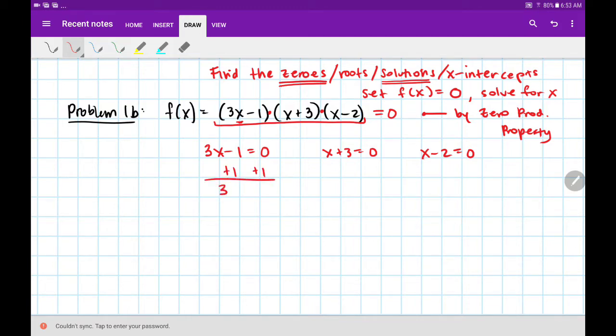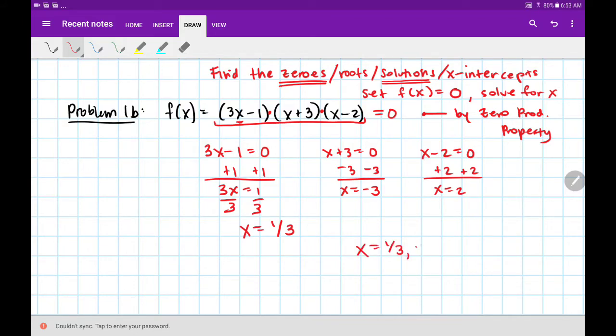We'll add 1 to both sides, and then divide by 3. So x can equal 1/3. That is one of my solutions. x equals -3 is a second solution. And from the last factor, I get x equals +2. So in this case, I have 3 solutions, and here they are.